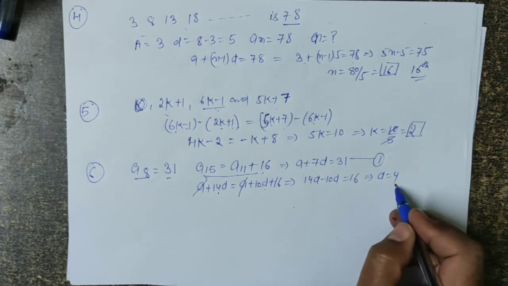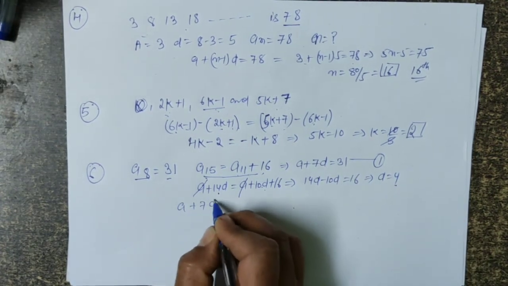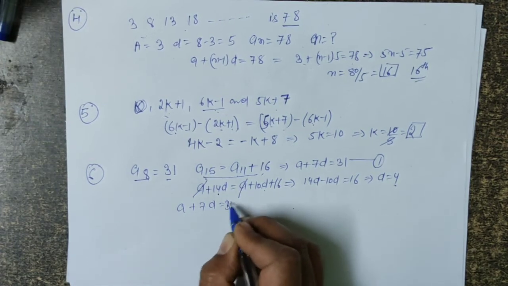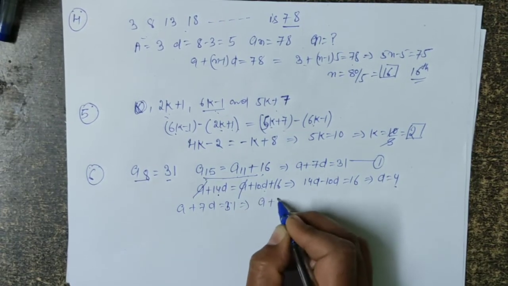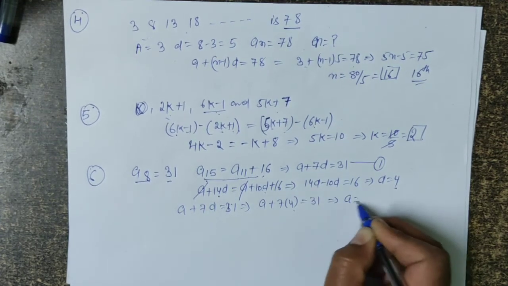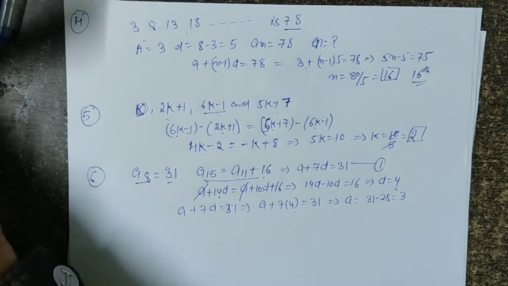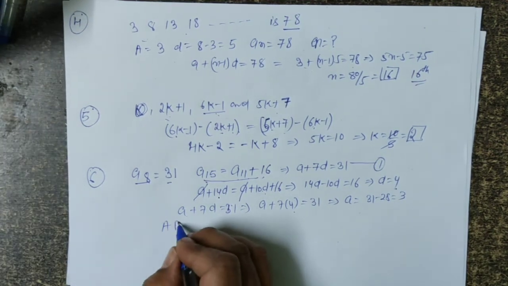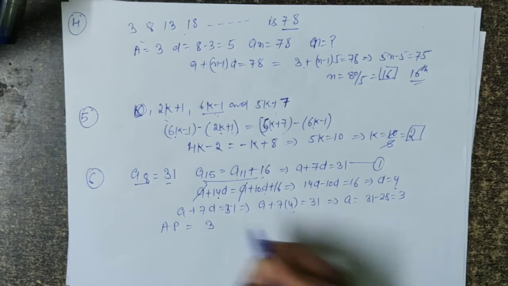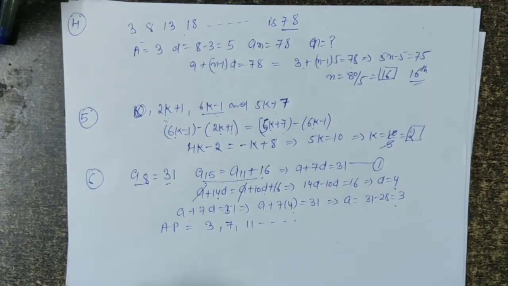If D equal to 4, then A plus 7 into D equal to 31. A plus 7 into 4 equal to 31. So then A equal to 31 minus 28, it is 3. What will be AP? Find the AP. Therefore, AP will be first term 3, then 7, then 11 and so on.